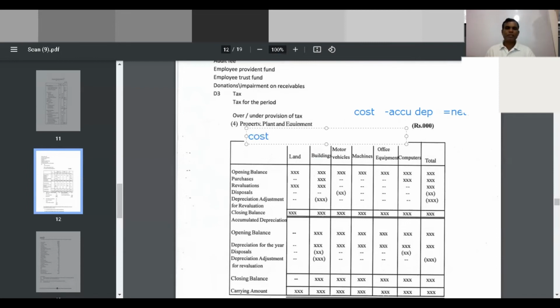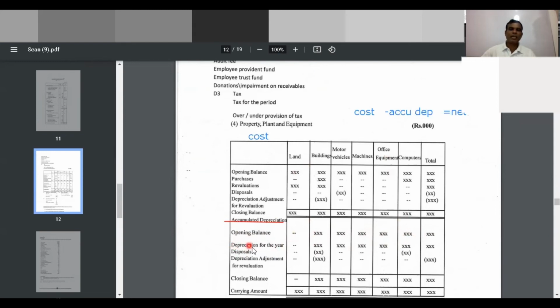And then here you see accumulated depreciation. You know that normally no land depreciation is made. Normally lands are not depreciated. Others are having opening balances. So the opening balance of the depreciation means opening balance of accumulated depreciation of each asset.